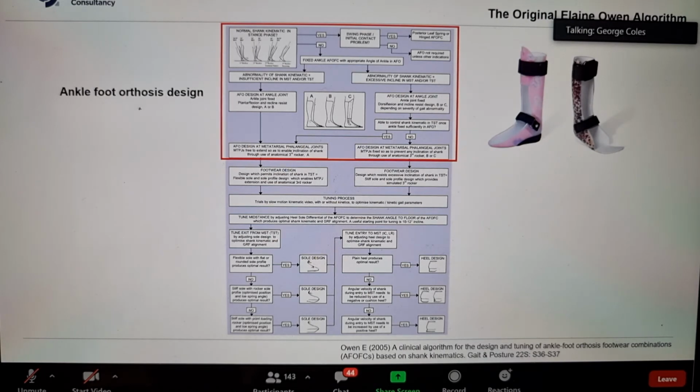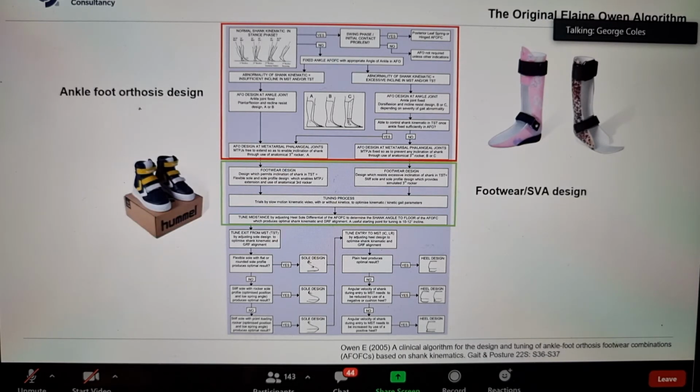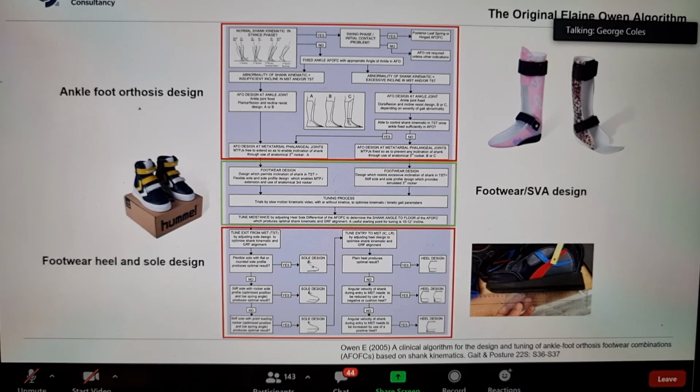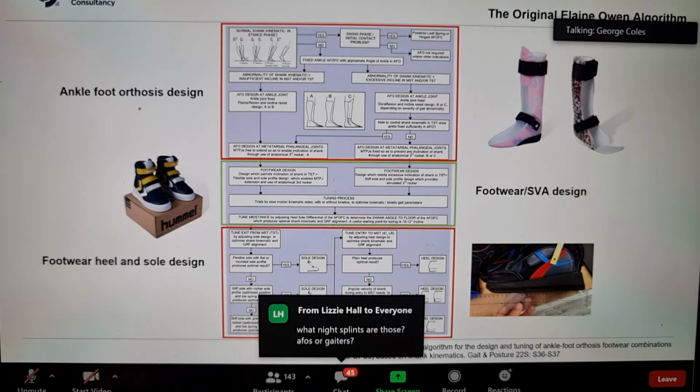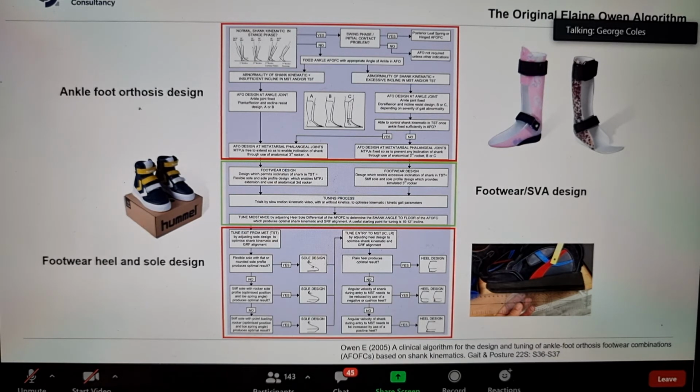Generally, I try to split it up into 3 sections. You've got AFO orthosis design, you've got footwear and SVA design, or the shank to vertical angle design, and then you've got the footwear heel and sole design. I'll try not to go too long, because we would be here for days if I was allowed to talk fully about most of these things. But today we're going to look at more AFO design, and then SVA, the reason behind it.